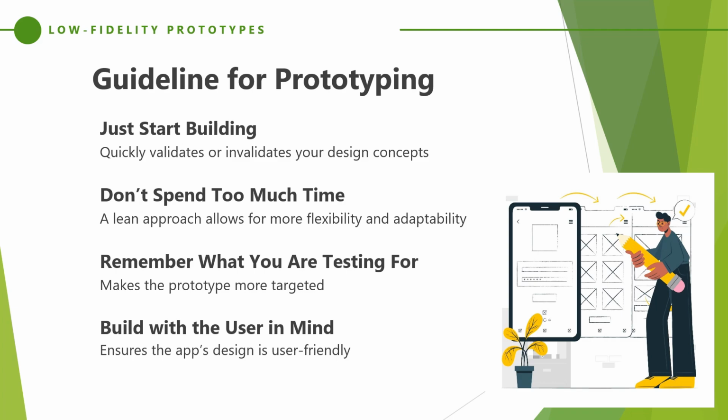So when prototyping a mobile app, it's going to be crucial to follow certain guidelines in order to make the process effective and efficient. So here are 4 important guidelines to consider. One is to just start building. This guideline emphasizes getting started with the prototype as soon as possible. Don't get stuck in the planning or the conceptualization phase for too long. Start the building process early, and this allows you to bring your ideas to life, which often leads to a better understanding of the project's practical aspects.